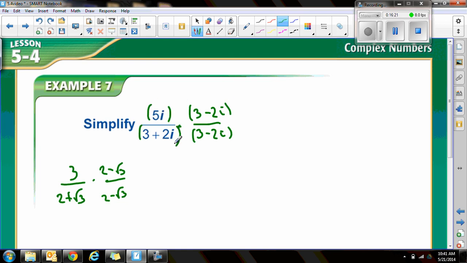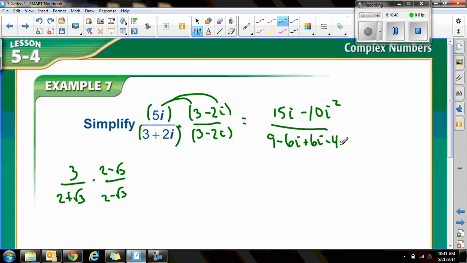Now, when I multiply by this conjugate, I'm going to start and distribute my top. So we'll have 15i minus 10i squared. On the bottom, we're going to have to FOIL. So we'll go first, which is 9, outside, minus 6i, inside, plus 6i, last, minus 4i squared. Combine my like terms, simplify the i squared, so this becomes 15i plus 10. And again, we're going to write the real part first. So we'll go 10 plus 15i.